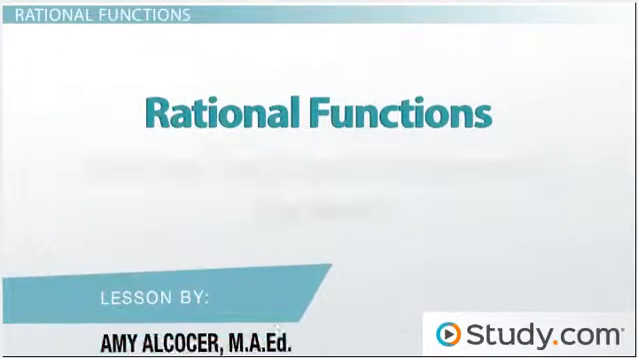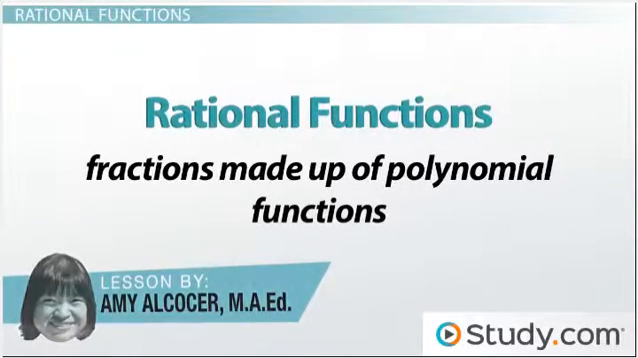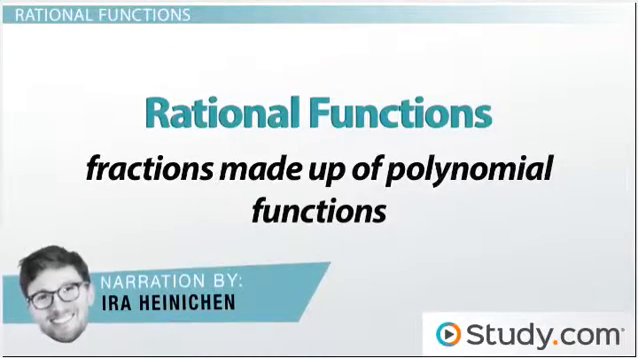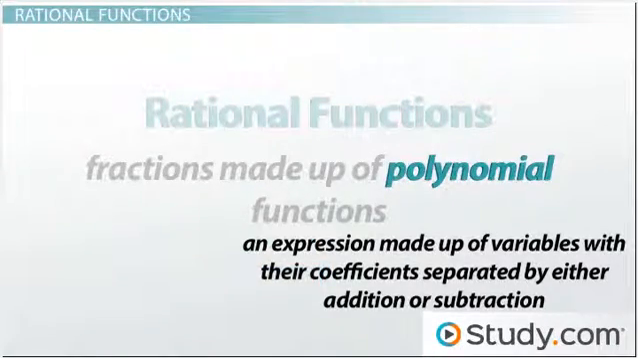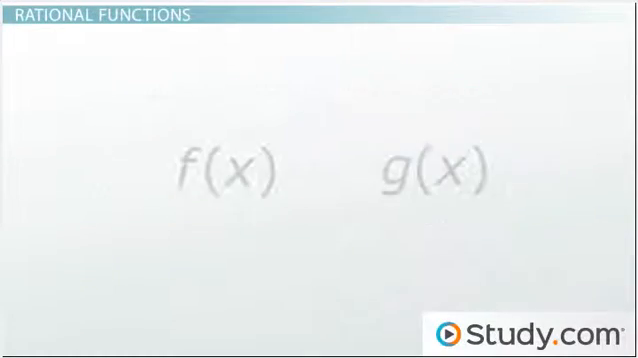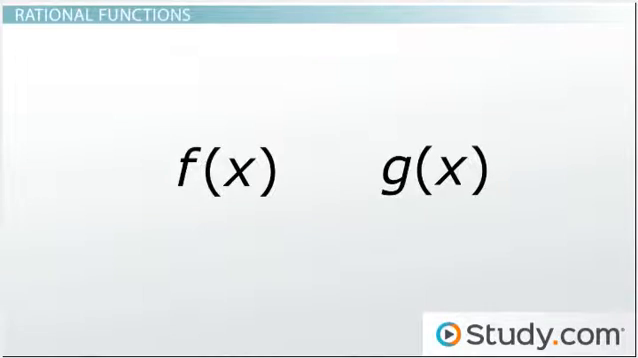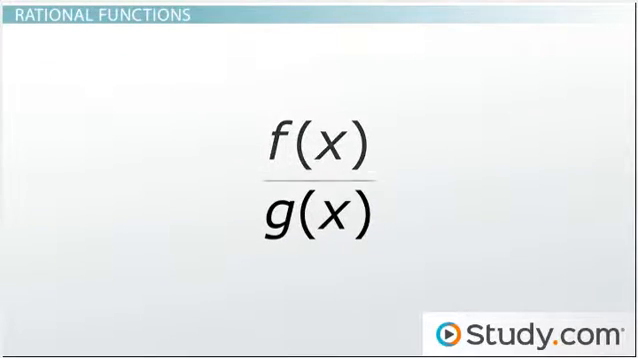Rational functions can be described as fractions made up of polynomial functions. A polynomial is an expression made up of variables with their coefficients separated by either addition or subtraction. If we had two polynomial functions that we have labeled f of x and g of x, then our rational function can be written as f of x divided by g of x.